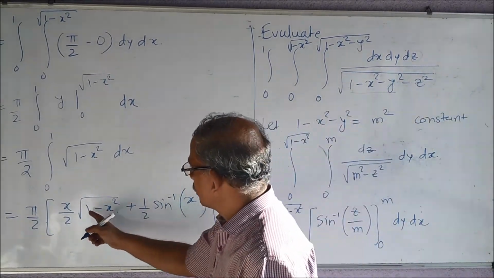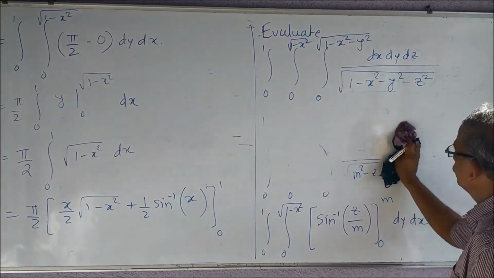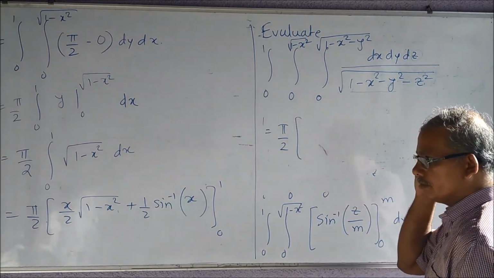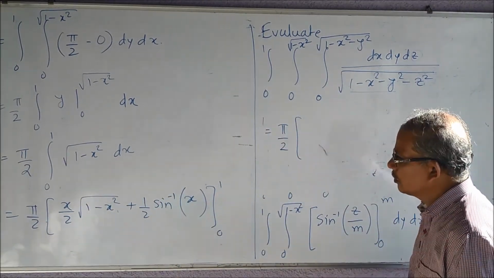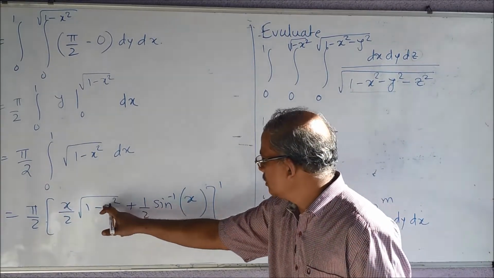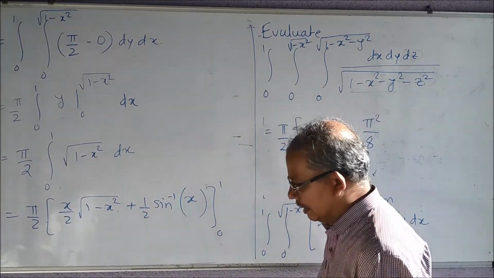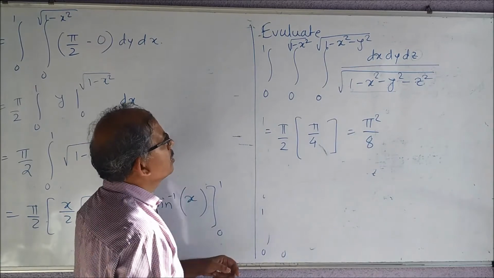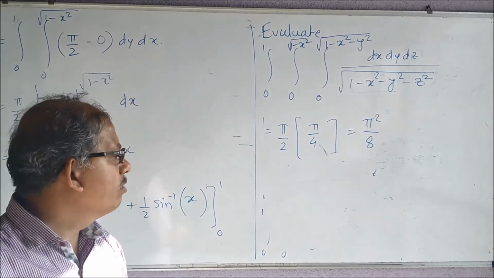Right? So if I put 1 over here, let us solve it here. What I will get is pi by 2 into bracket. See, when you put 1, this will be 0. And here sine inverse of 1 is pi by 2, so this will be pi by 4. Minus, when you put 0, this is 0 and this is 0. So it is pi square by 8. So this integration we have evaluated, and it is coming as pi square by 8.